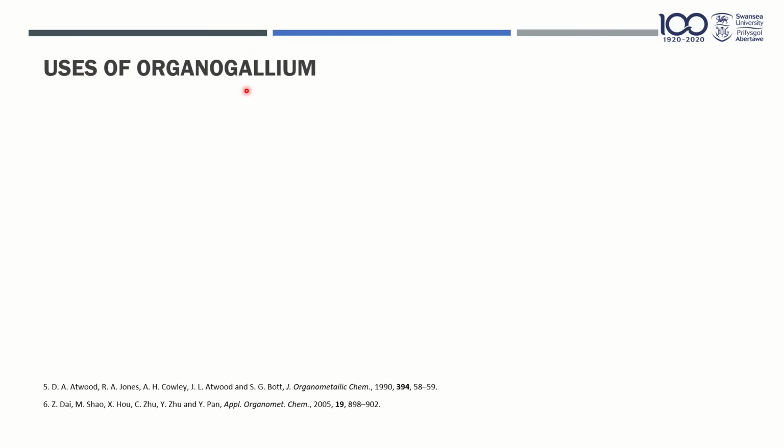Organogallium has a few uses. One use is an alkylating agent. We use trimethyl gallium to methylate this carbonyl. Now, due to the reactivity of an aldehyde, specifically benzaldehyde in this case, we need to use a Lewis acid catalyst. We'll use TiCl4, titanium tetrachloride in a THF solvent.